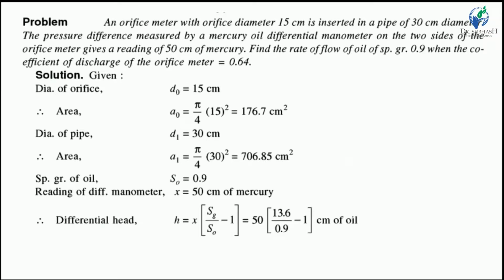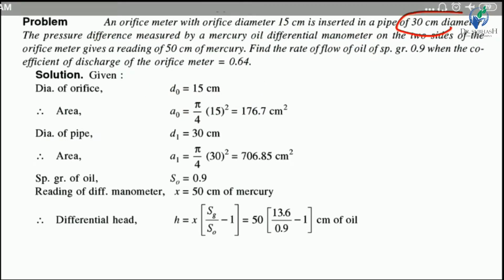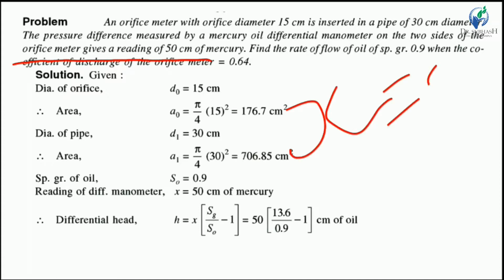Now take another example of an orifice meter. An orifice meter with orifice diameter 15 centimeter is inserted into a pipe of 30 centimeter diameter. Sorry, the 15 centimeter diameter is the orifice diameter and 30 centimeter is the pipe diameter. Okay. The pressure difference is measured by a mercury-oil differential manometer. Here a manometer is used. The two sides of the orifice meter give a reading of 50 centimeter of mercury. So the mercury column difference reading is 50 centimeter, so the value of x is 50 centimeter.